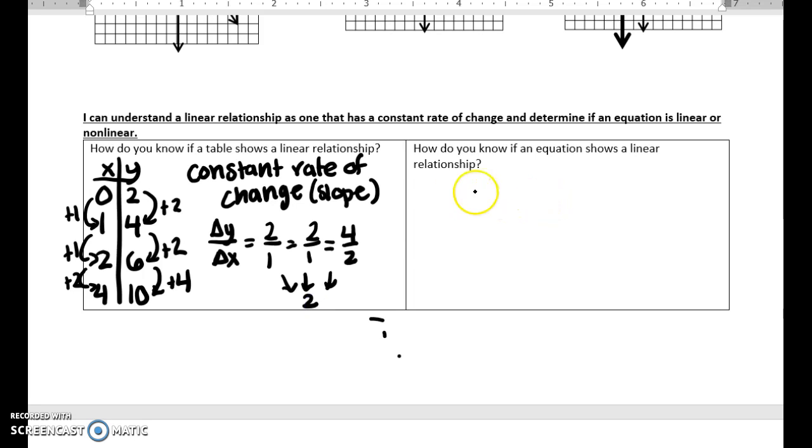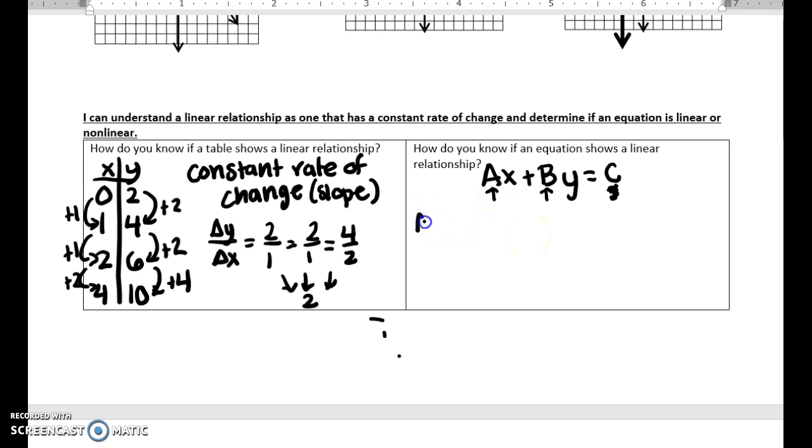How do you know if an equation shows a linear relationship? Our definition was that you have the ability to write the equation in this format, ax plus by equals c. You could write it in this form, and for these values a, b, and c, a and b both can't be 0. In other words, you need to at least have x or at least have y in your equation, or potentially both of them.